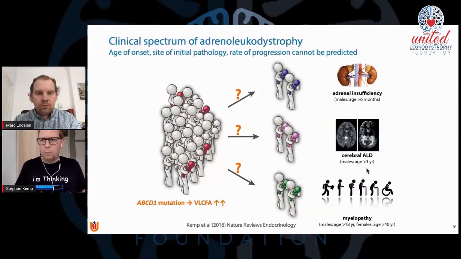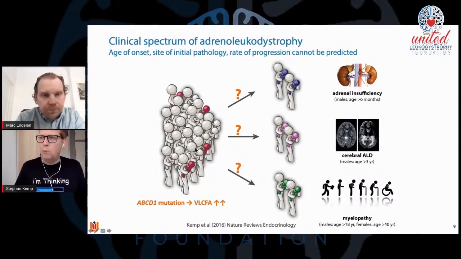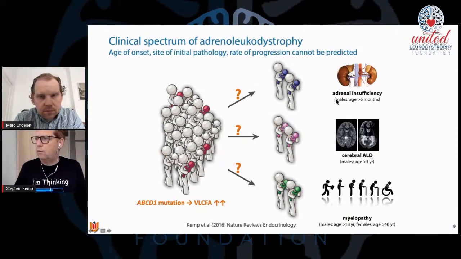So to sum this up, we know that ALD is caused by mutations in the ABCD1 gene, and that results in a buildup of very long chain fatty acids. We can already establish that at birth, but we cannot predict which clinical path an individual will follow. So patients can develop adrenal insufficiency, cerebral LD, or as adults, spinal cord disease or myelopathy. And this is also the phenotype that many of the women will develop, and we'll also go into this later in the presentation.